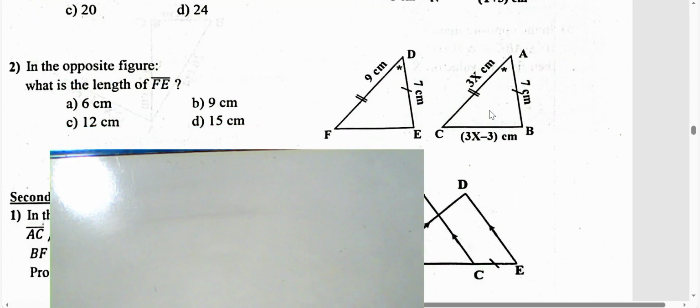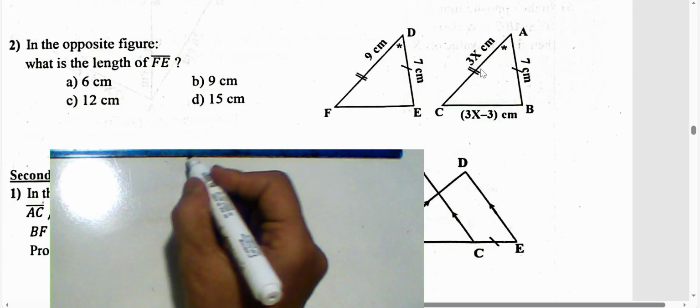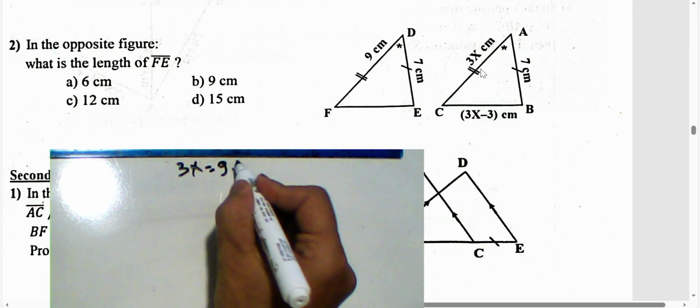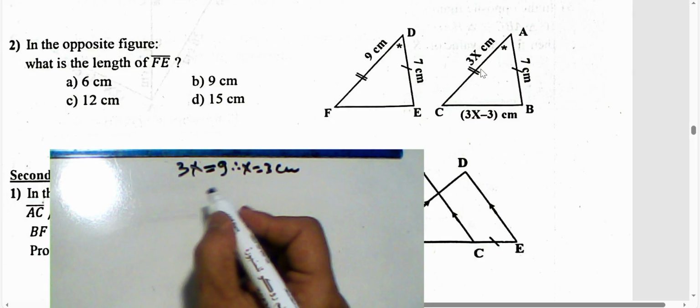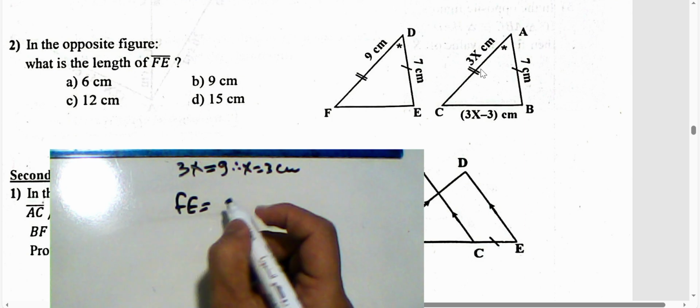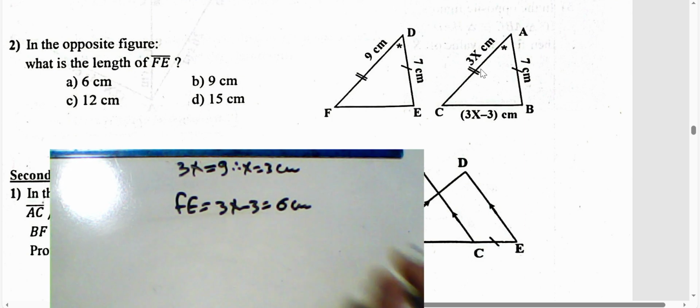Next question, we have two congruent triangles. Here you want to find the length of FE. FE is equivalent to CP, but we first want to find the value of x. We have 3x equivalent to 9, so x equals 9 divided by 3, which is 3 centimeters. Then FE is equivalent to CP, which equals 3x minus 3. 3 times 3 is 9, and 9 minus 3 equals 6.